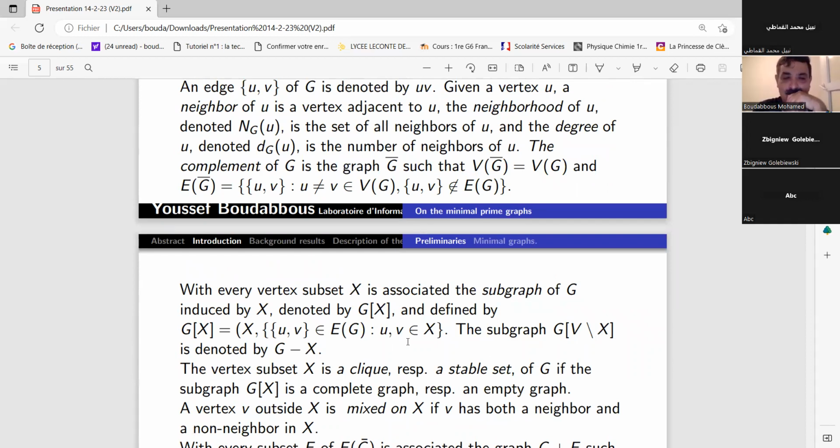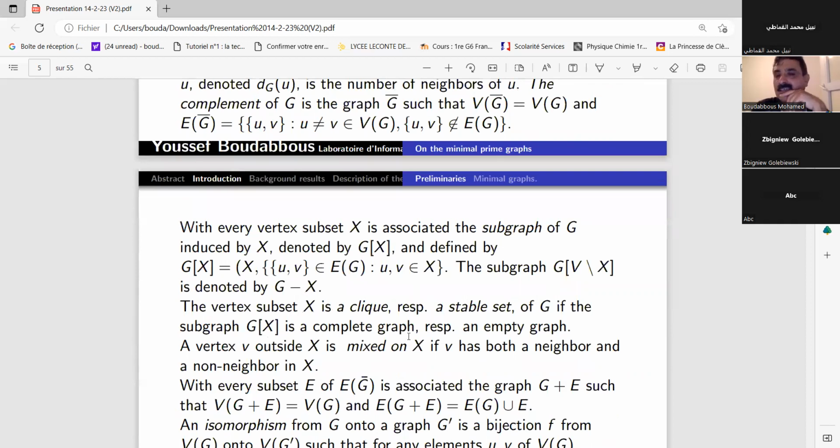G minus X. A clique of a graph is a vertex set X such that any two vertices in X are adjacent, and a stable set is a vertex subset such that any two vertices in this vertex subset are non-adjacent. That is, for a clique the induced subgraph is a complete graph. Any two are adjacent. Okay, and the stable set is a vertex subset so that the induced subgraph is an empty graph.